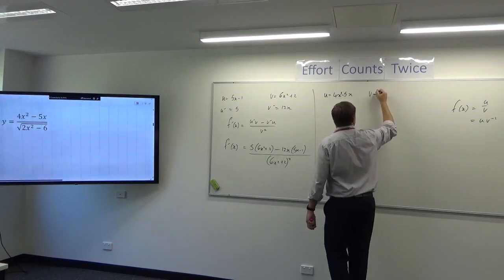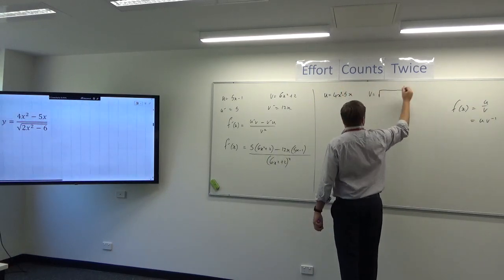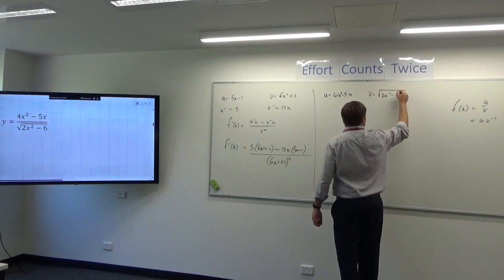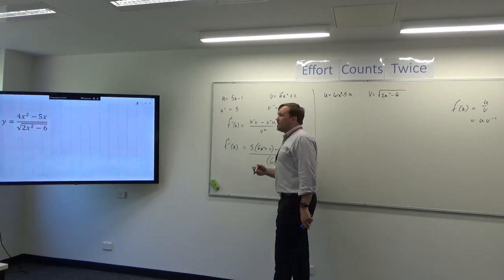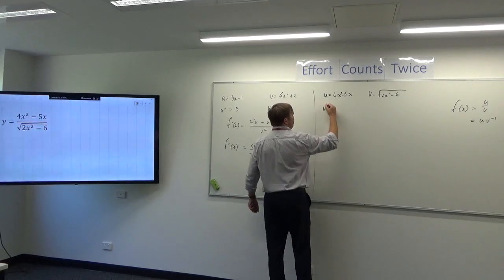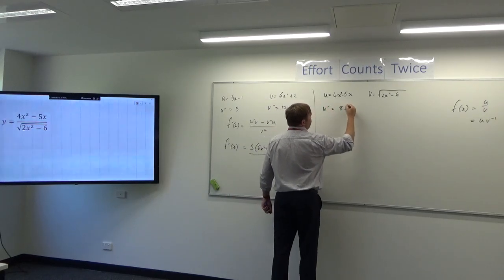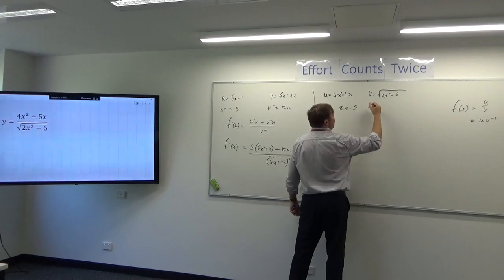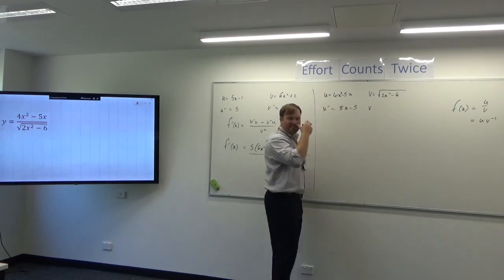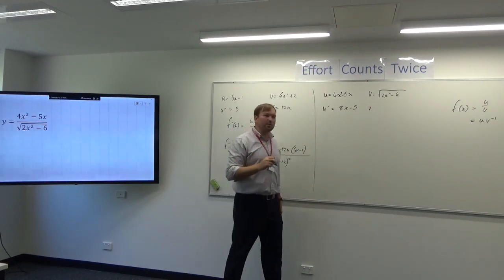And v is the bottom function, root 2x squared take 6. Then again, we need the u dash and the v dash. u dash is easy enough, it's 8x take 5. v dash is going to take a little more work. Are we happy that v dash is just a little more complicated?